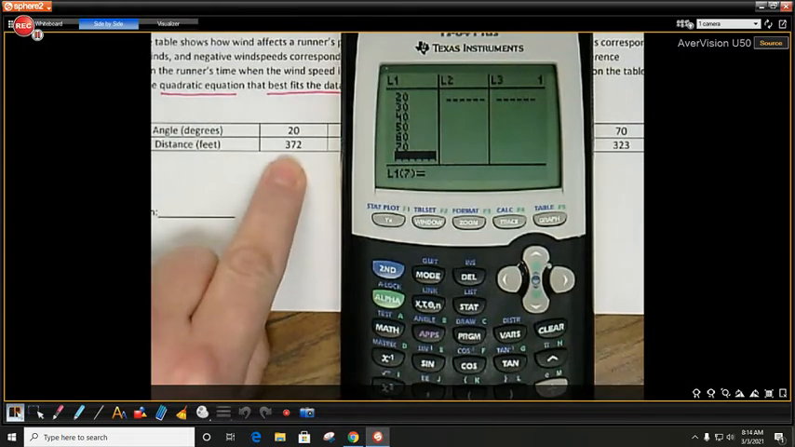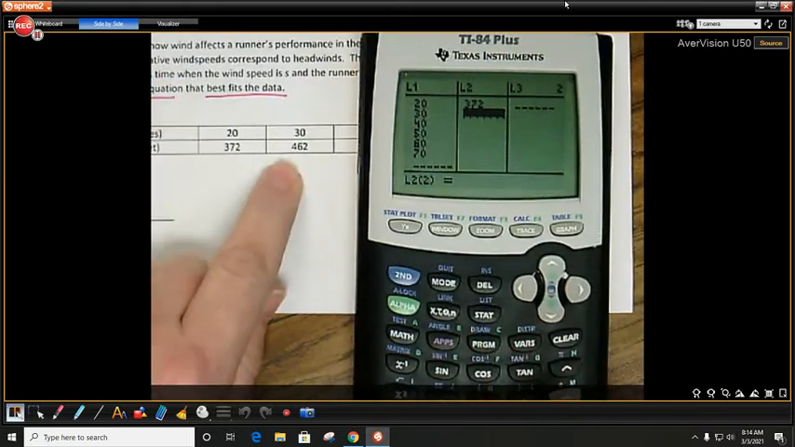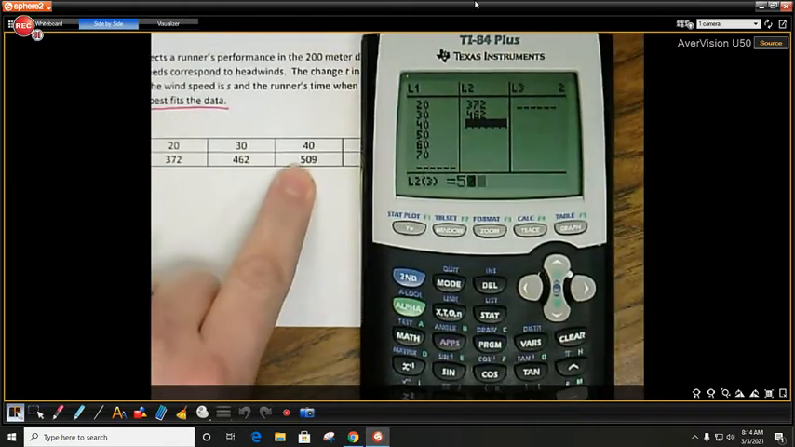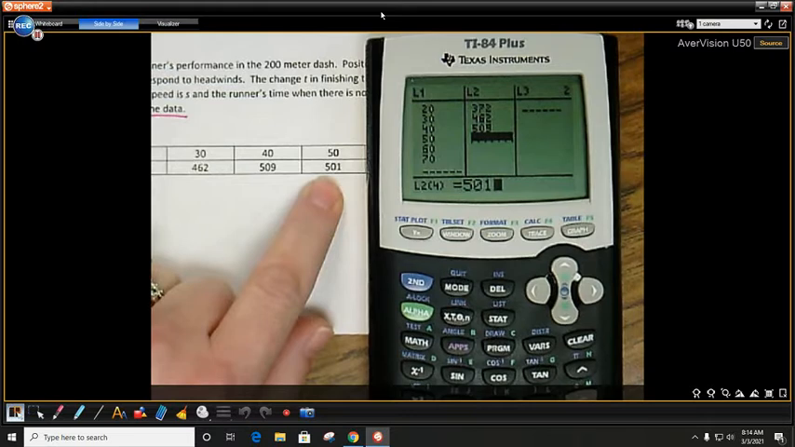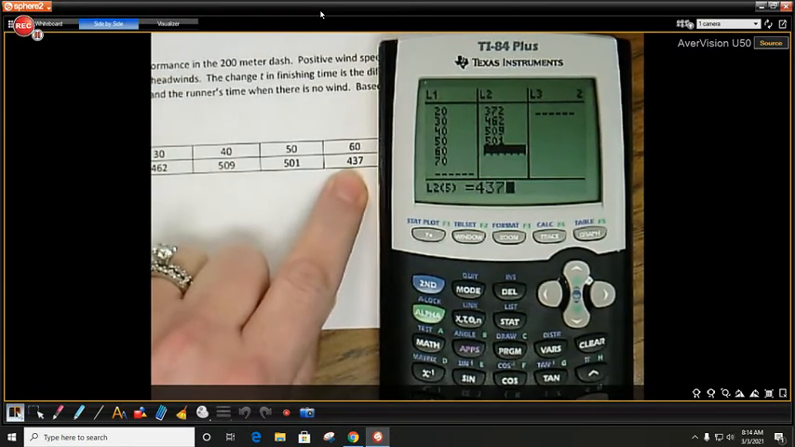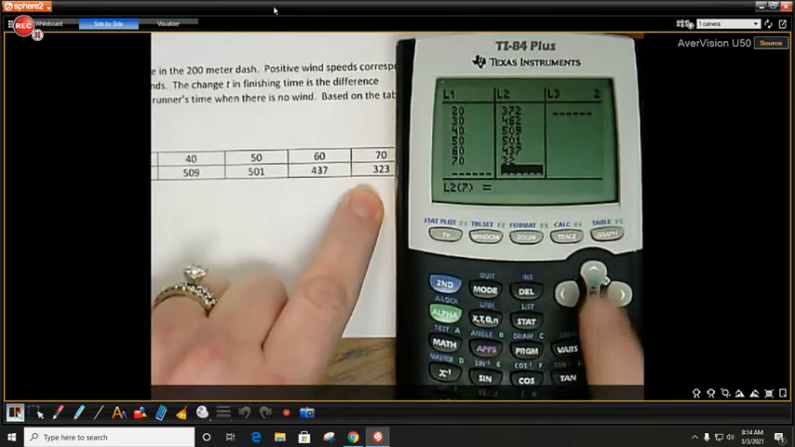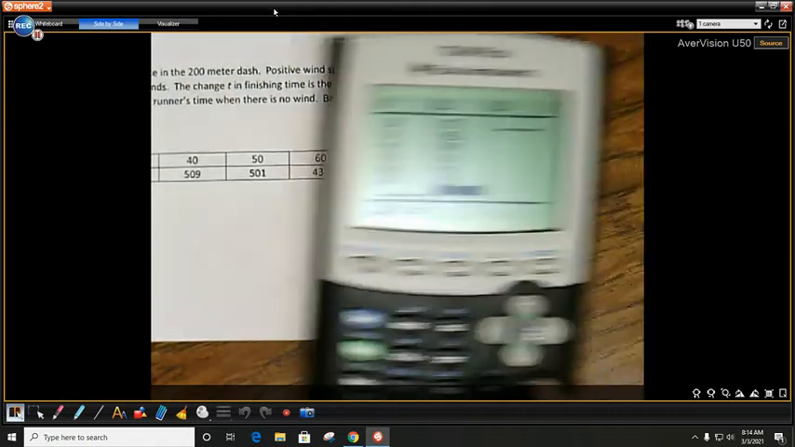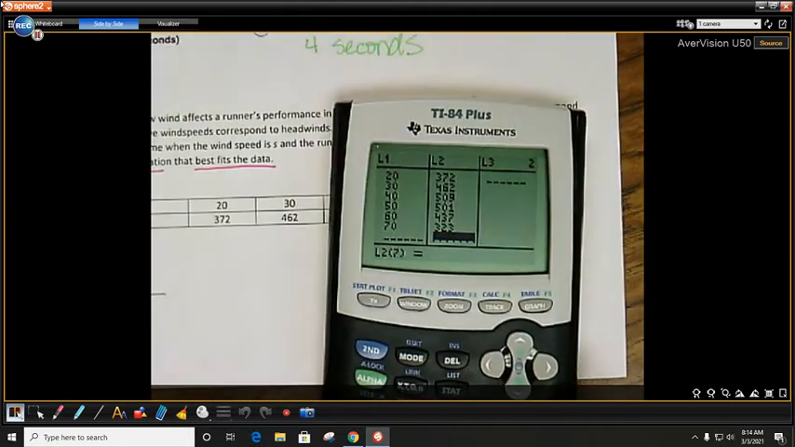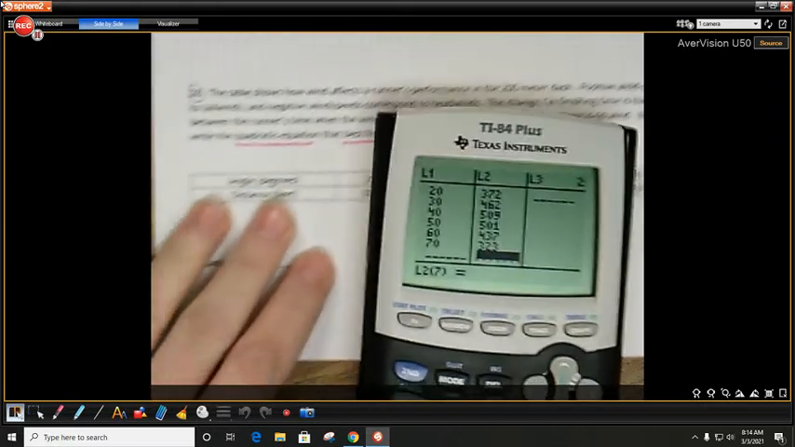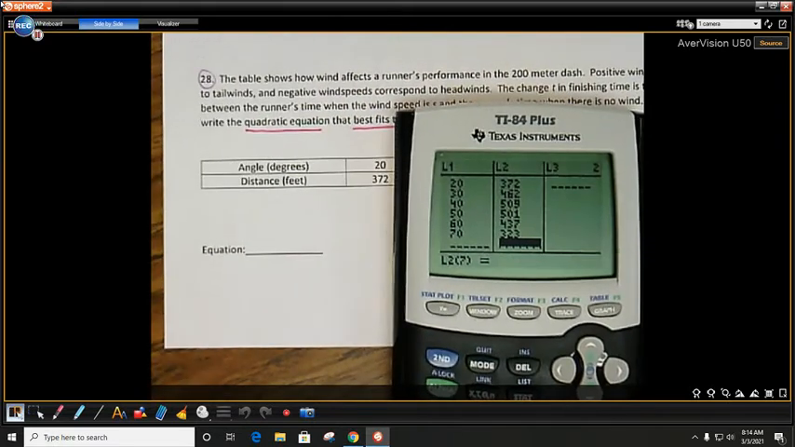Then we're going to arrow over, and I'm going to do 372, 462, 509, 501, 437, and 323. Now, if you don't have one of these calculators to take your test, remember in the lesson for today, Ms. Humenek showed you how you can do this same exact thing on Desmos. Okay, so you don't have to have the TI-84 plus calculator to do this. You can use the Desmos, which will be linked on the test on Canvas.